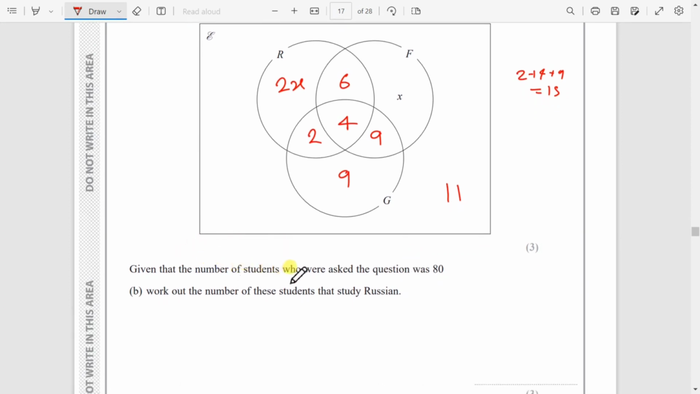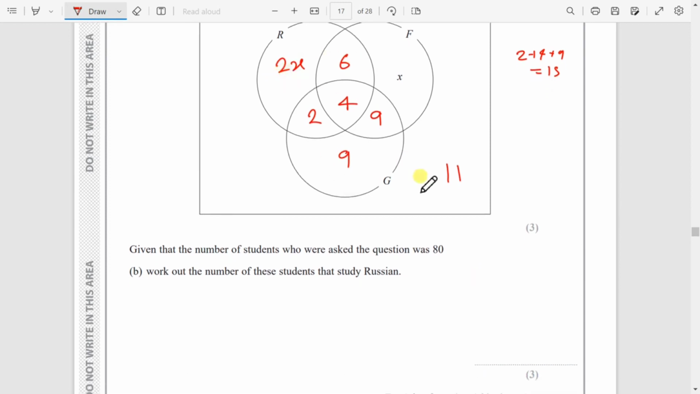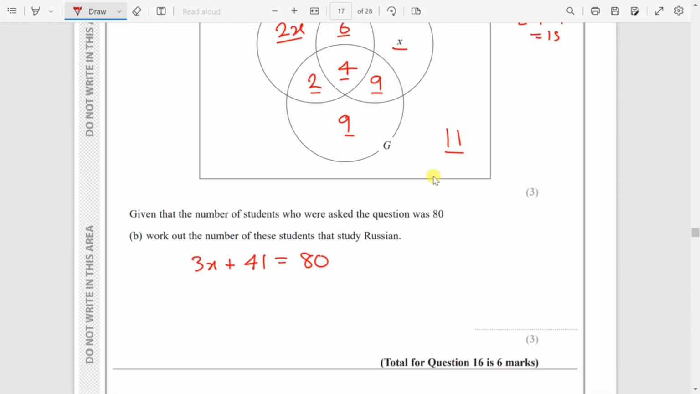Now, given that the number of students who were asked the question was 80, in other words, the total of all of these must sum up to 80, work out the number of these students that study Russian. Right. So in other words, you just have to sum up, make it equal 80, and then we can work out 2x later. So 2x plus x will give us 3x. And adding up all these numbers, 6 plus 4, that's 10. Plus 2 is 12. These 2 make 18. 18 and 12 is 30. Plus 11 is 41. It has to equal 80. Now rearranging it, subtract 41, you get 3x equals 39.